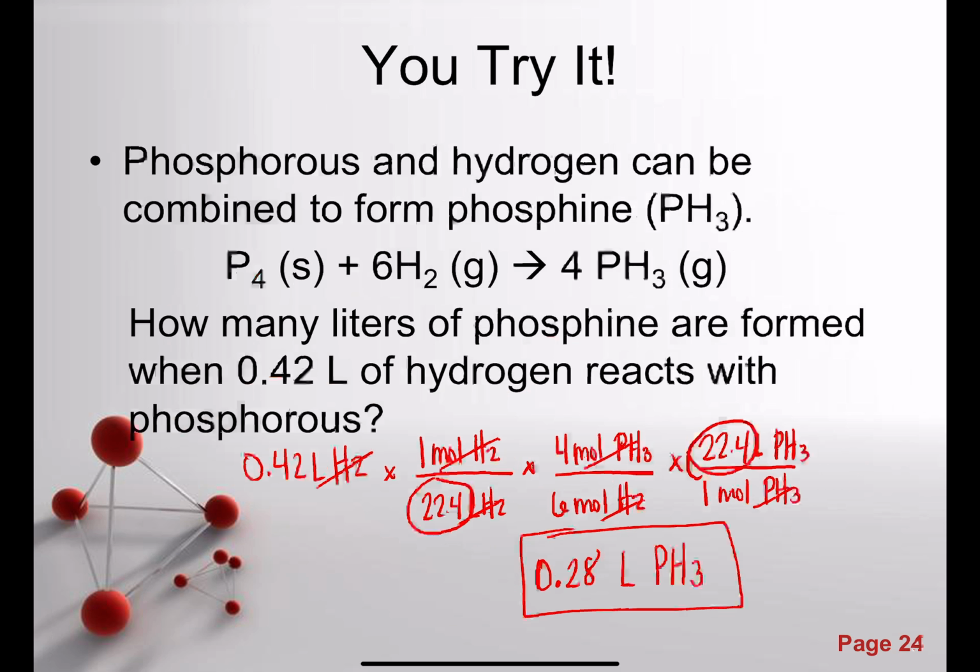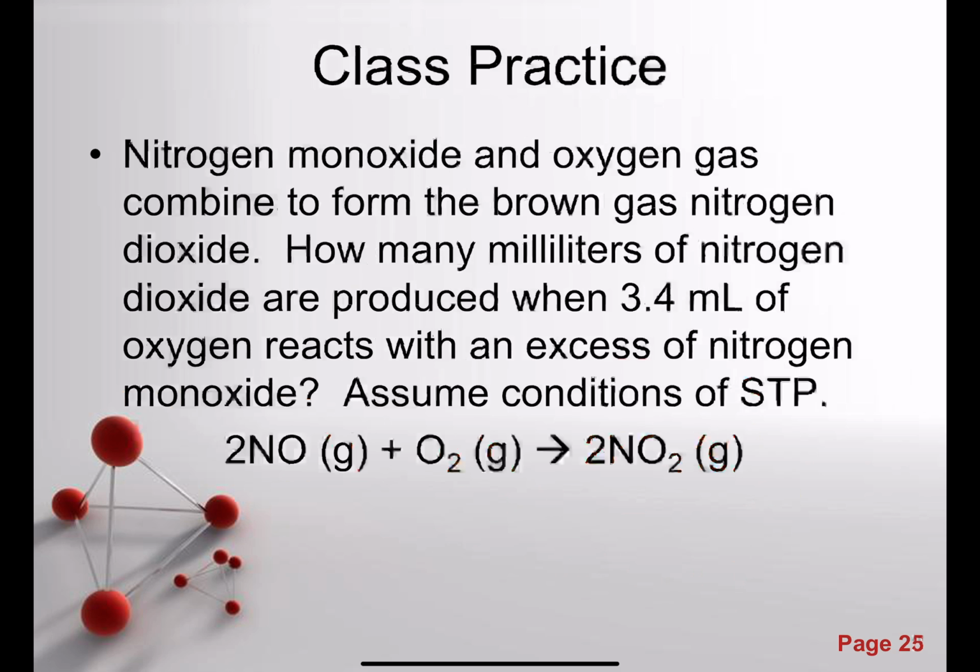Okay, let's go ahead and look at the next one. It was very similar. You had a 4 to 6 mole ratio there, and I got 0.28 liters of PH3. So hopefully you all got those. If you're still struggling with those, of course, reach out to me. I want to do one more here together, and then I will turn you loose to your assignment for today.